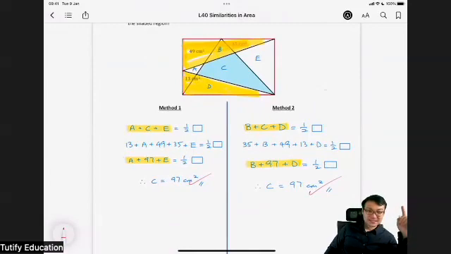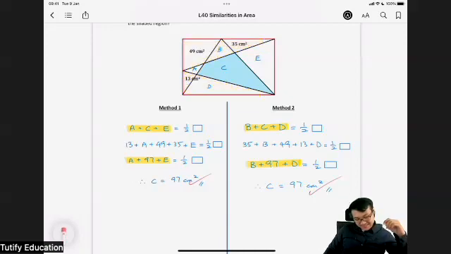But the whole point that I'm trying to prove is that you can use any triangle. It doesn't need to be ACE. You can also use BCD, right, Kate? Yes. Actually, you can use any third triangle.